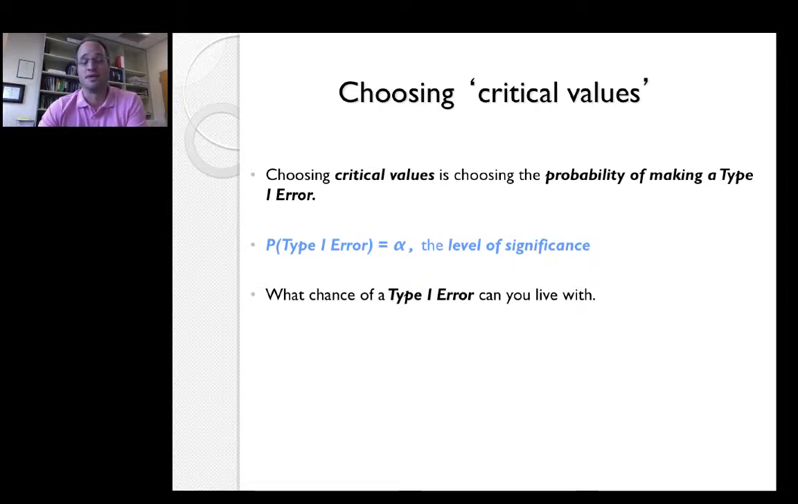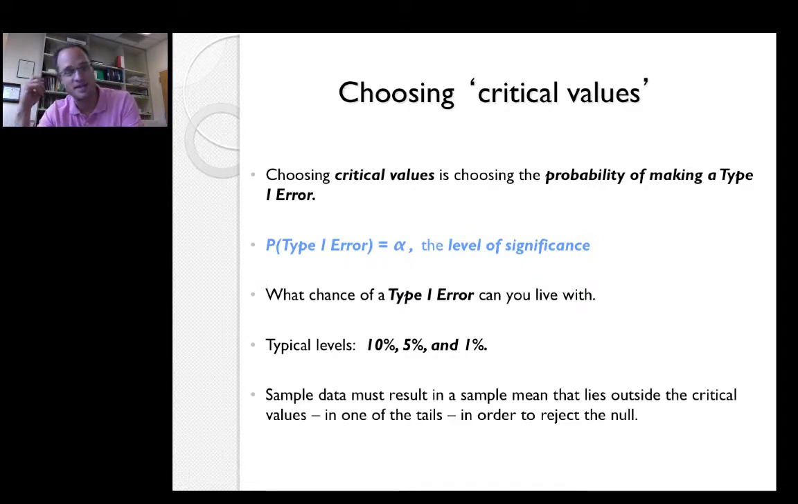What chance can we live with? What do we want to constrain alpha to be? The typical levels are 10, 5, and 1 percent that correspond to 90, 95, and 99% confidence, with, by and large, the 5% or 0.05 alpha being the most frequent, the 95% confidence level. So sample data must result in a sample mean that lies outside of these critical values in either of the tails for us to reject a null hypothesis. We're saying at that point, it's no longer attributed to chance.